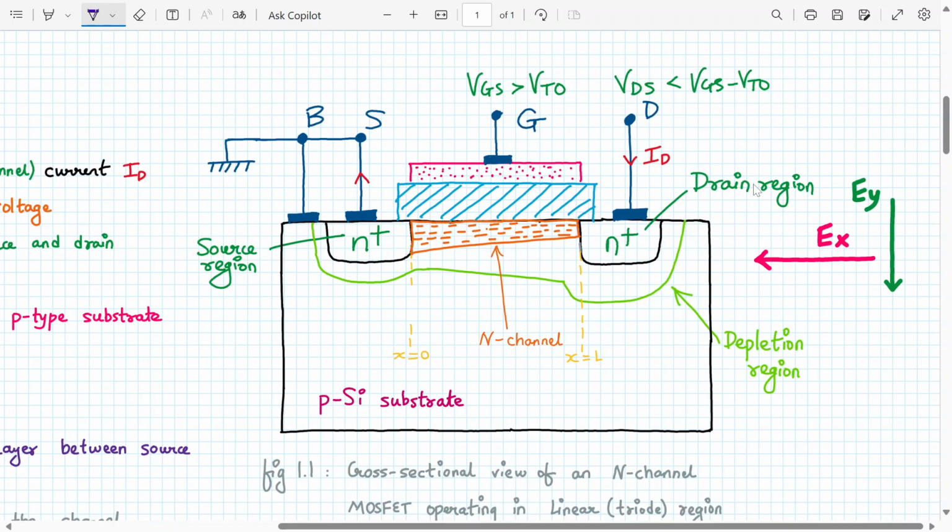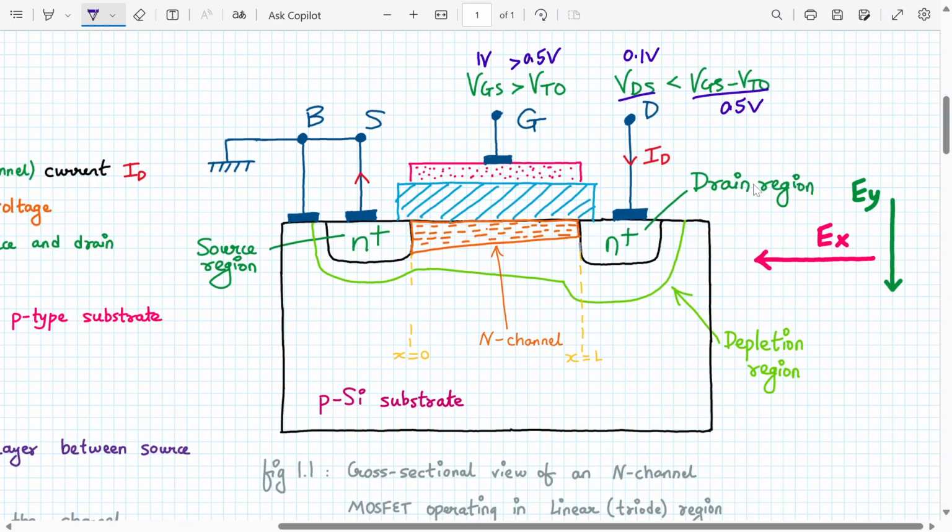So let's assume my VGS is greater than VTO. Let's say this is 1 volt, this is 0.5 volt. VDS is less than VGS minus VTO. So if this is 0.5, VDS is less than 0.5, let's say around 0.1 or 0.2 volt. Okay, so these are the conditions for the N channel to be operating in the linear region.